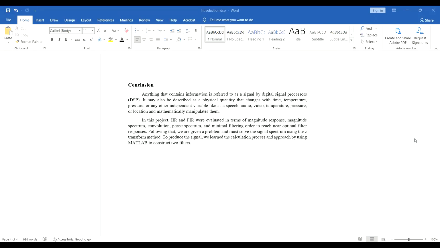So in this project, we are making the IIR and FIR filters. We will evaluate in terms of magnitude response, magnitude spectrum, convolution, phase spectrum, and minimal filtering in order to reach a near optimal filter response. Following that, we are also given a problem and must solve for the signal spectrum using the Z transform method to produce the signal. We learn the calculation process and approach by using MATLAB to construct two filters, which are the FIR and IIR filters.